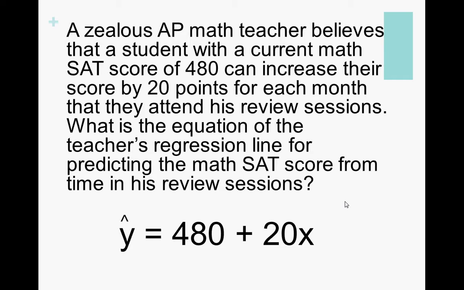You should have y hat, don't forget the hat, y hat equals 480 plus 20x. We use 480 for the y-intercept because we know the initial amount of their SAT score, or how much it is when there are no months that they've been to the review session. In other words, when x is 0, their score is 480. 20 is the slope because that's how much the predicted y, their score, increases per unit of x, meaning per month of review session that they attend. So as their months of review sessions increases by 1, their predicted score increases by 20 on the math part of the SAT.